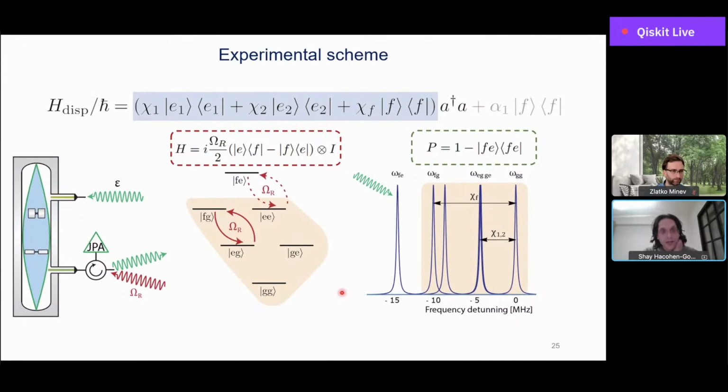So let's look at our experimental scheme. We have our system. This is the dispersive Hamiltonian, so we have chi1, E1, chi2, E2, and chi-F. The idea is to drive the E to F transition, which sits somewhere around 3 gigahertz, while applying a strong tone at omega Fe, basically the transition of the cavity frequency which corresponds to the Fe state. If we now drive it and we see a transmission through the cavity, we know that we're in Fe. If there is no transmission, we know we're not in Fe, and this is how we're Zeno-blocking our system. Apparently this looks very nice. You can just apply it, and it should work.